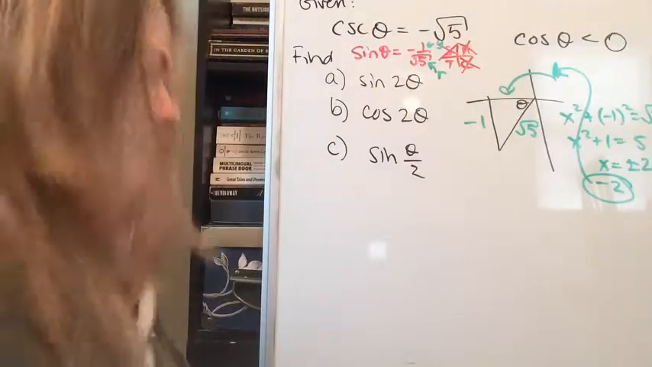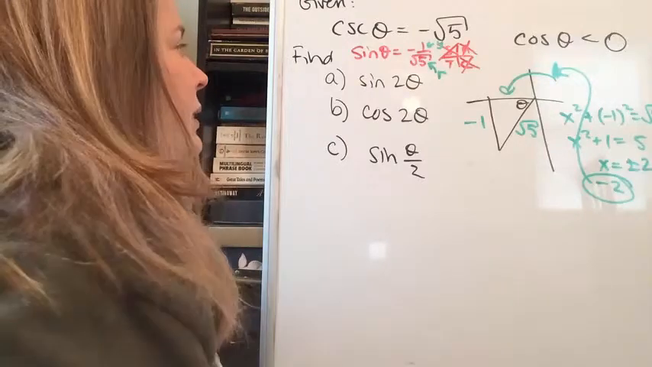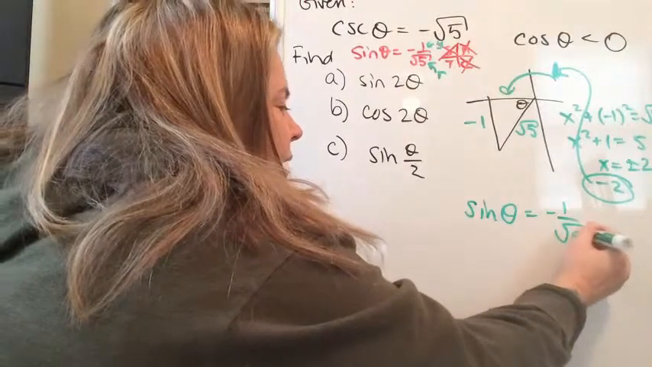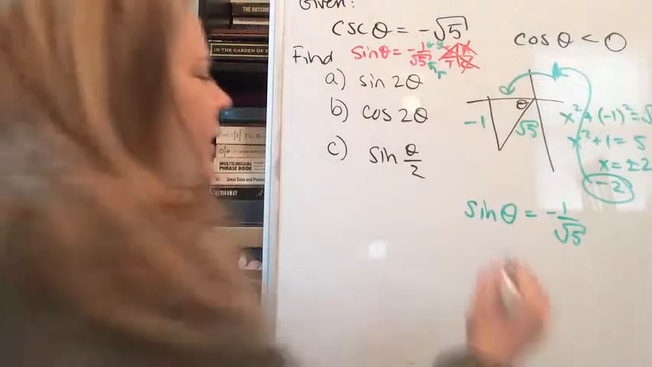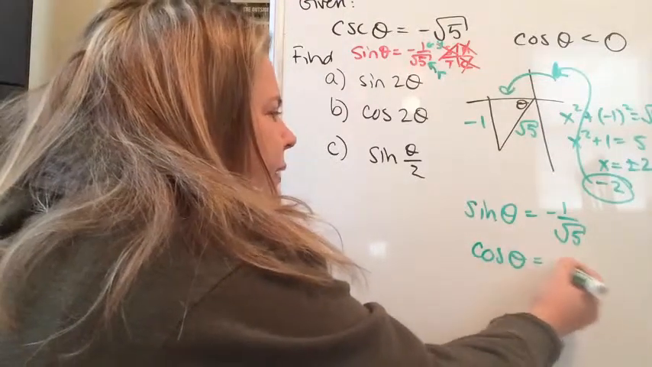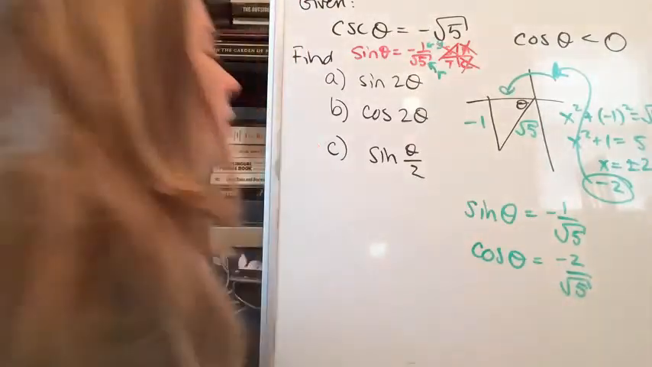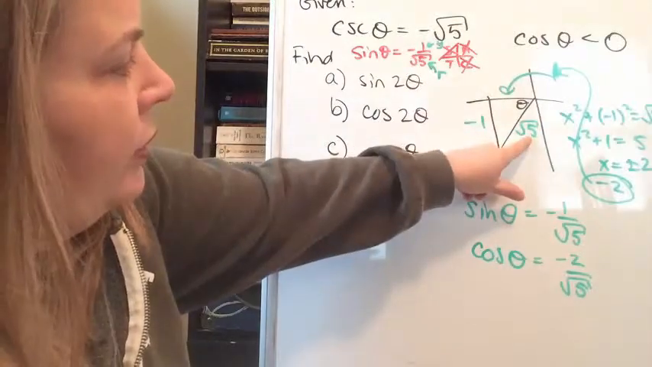What do we need for this problem? We know that sine is negative 1 over square root of 5. I can go ahead and rationalize if I want to, but I'm not going to yet. I don't feel like it. And cosine is negative 2 over square root of 5, right? Negative 2, we just found out, was x over the radius.